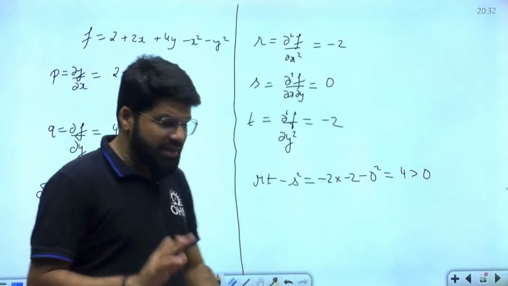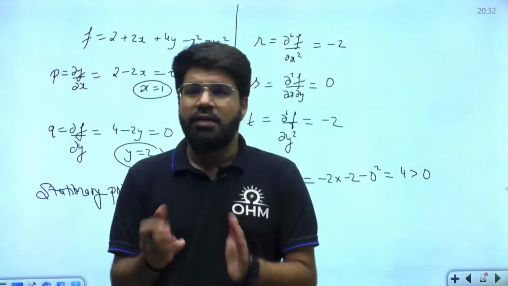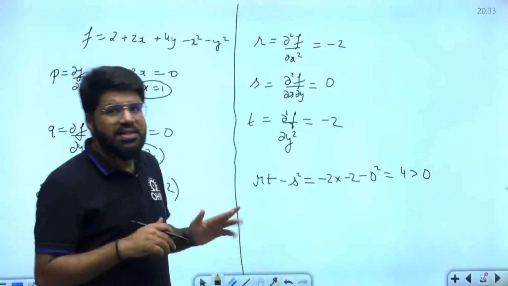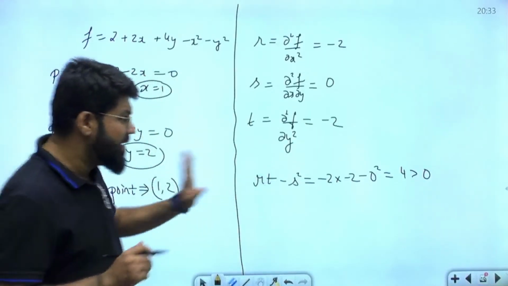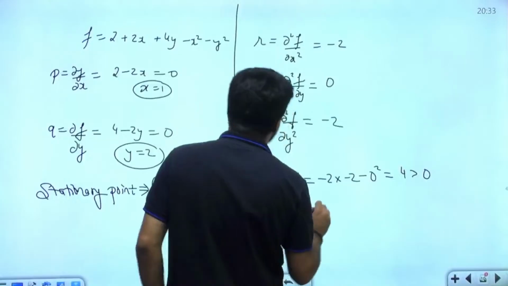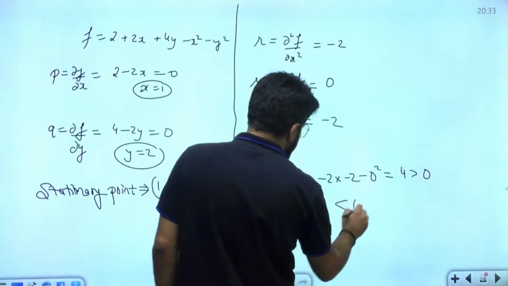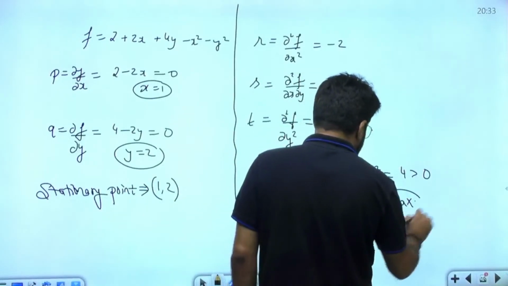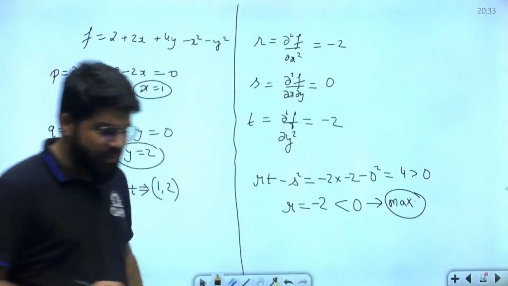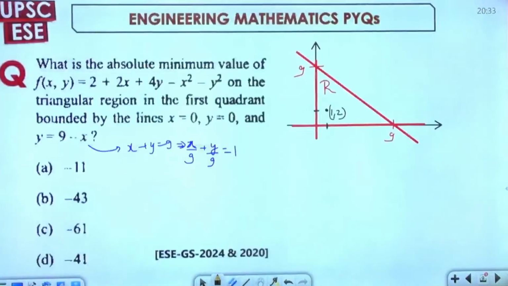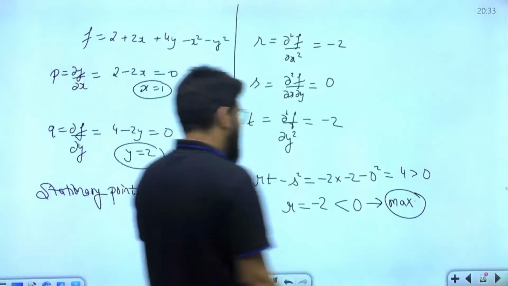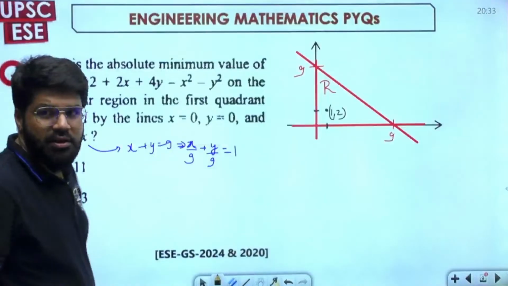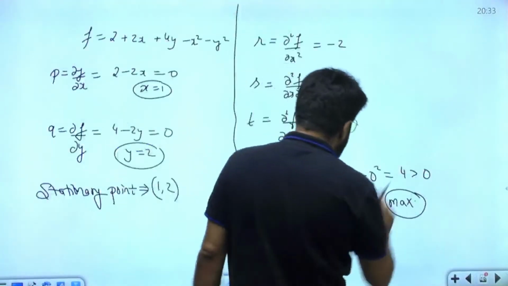If rt minus s square is greater than 0, we check r. If rt minus s square is less than 0, it is a saddle point. If rt minus s square equals 0, the test is inconclusive, but here it is greater than 0. So we check r, and the value of r is minus 2, which is negative. R negative confirms maxima, but the question is asking for the minimum value. This is the absolute minimum value within a particular region. At the stationary point, the function has a maximum.